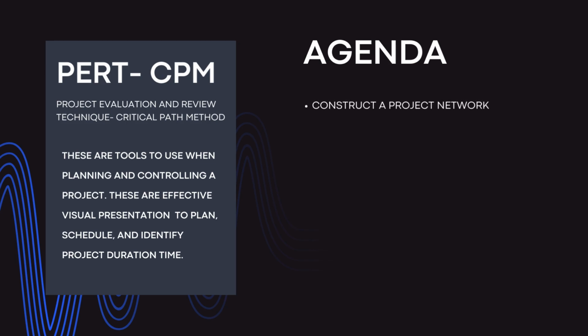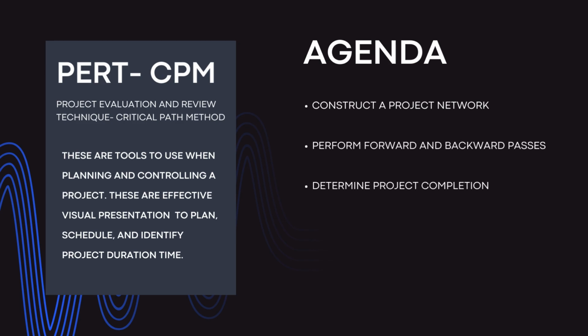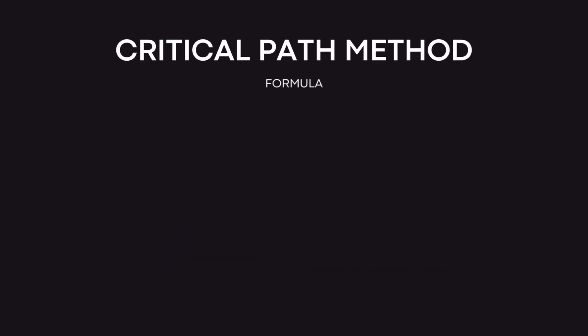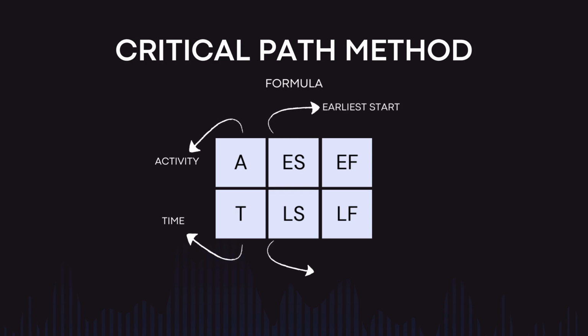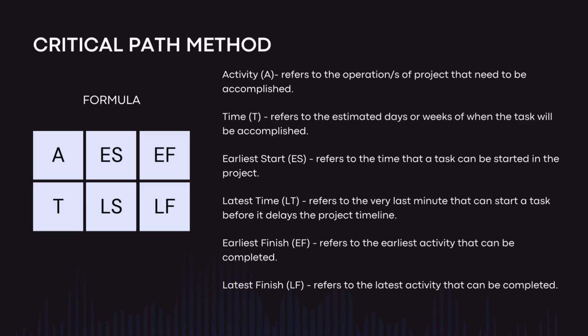Construct a project network. Perform forward and backward passes, determine project completion, calculate slack values, and state the critical path. Here is the formula we will be using to get the critical path. A stands for activity, T stands for time, ES means earliest start, LS stands for latest start, EF means earliest finish, and LF for latest finish. This formula will be our guide all throughout the discussion to get the critical path.